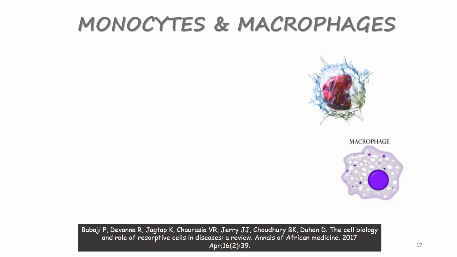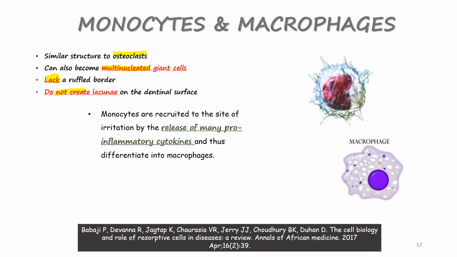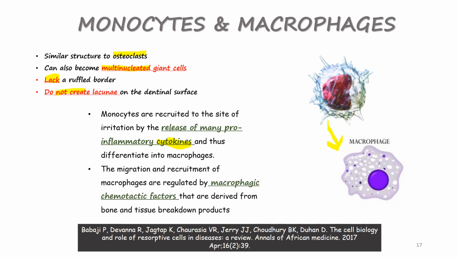Other cells which play a crucial role in the resorptive process include the monocytes and macrophages. They are similar in structure to the osteoclasts. They can also become multinucleated giant cells, but they lack a ruffled border and do not create any lacunae. Once the monocytes are recruited to the site of injury by the release of pro-inflammatory cytokines, they get differentiated into macrophages. These macrophages get migrated and recruited by the action of the macrophage chemotactic factor, which is derived from the bone and the tissue breakdown products.